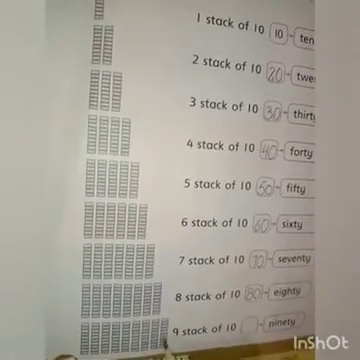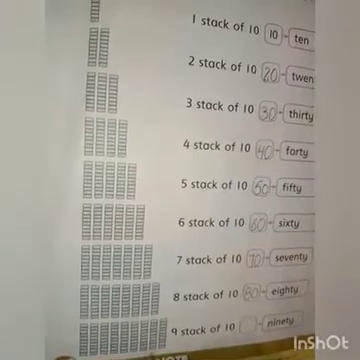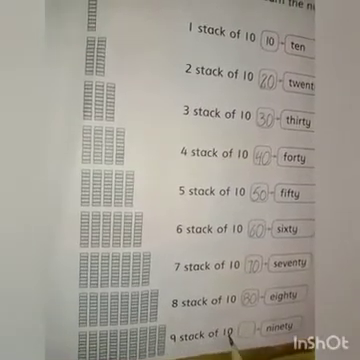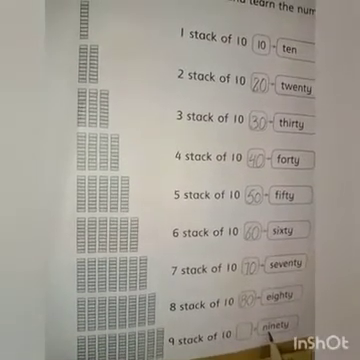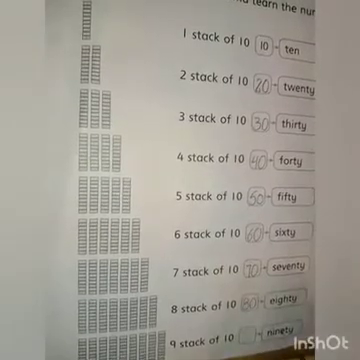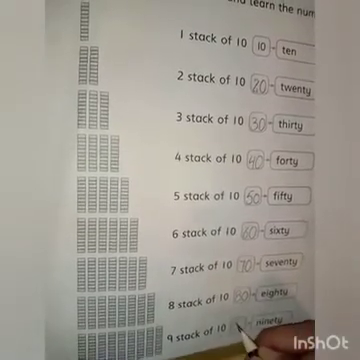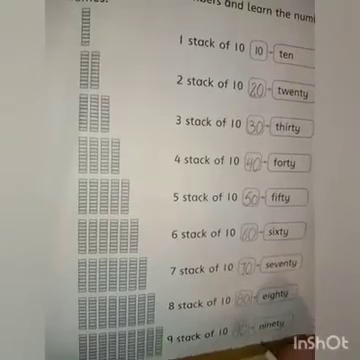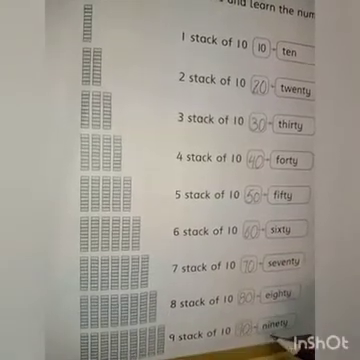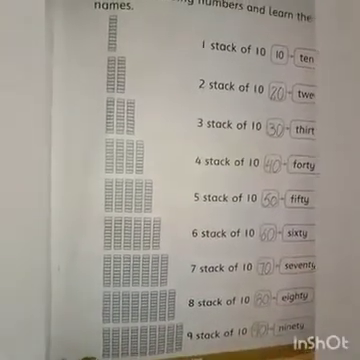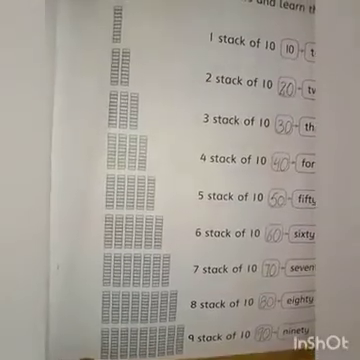Here we have 9 stacks of tens. 9 stacks of 10 make the number 90. We are going to write 90 in the box. 90 in number, then 90 in words. Students, go to the next page for further work.